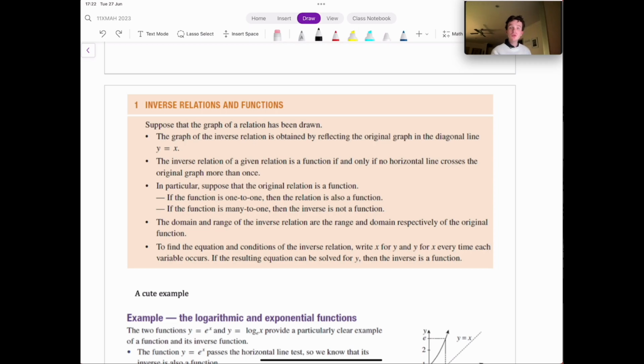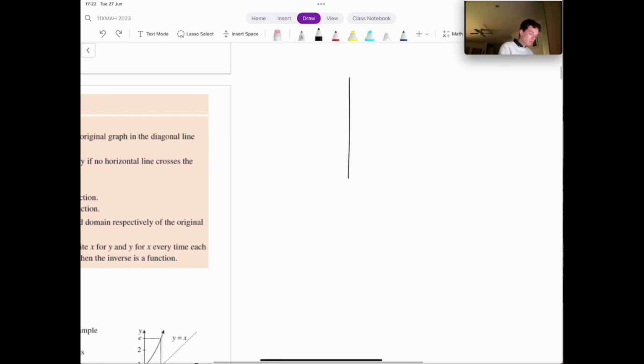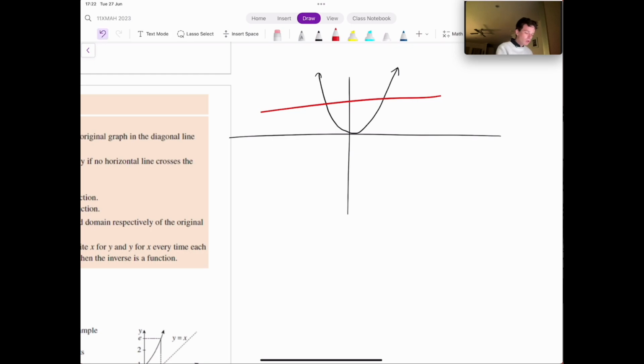So what we can do instead, if our graph doesn't pass the horizontal line test, and we did this in our second topic, further functions, such as y equals x squared, is restrict the domain of the function. I can restrict y equals x squared to x greater than or equal to 0, and then that would have an inverse. Or we could restrict the domain to x less than or equal to 0, and that would have an inverse, but not at the same time.